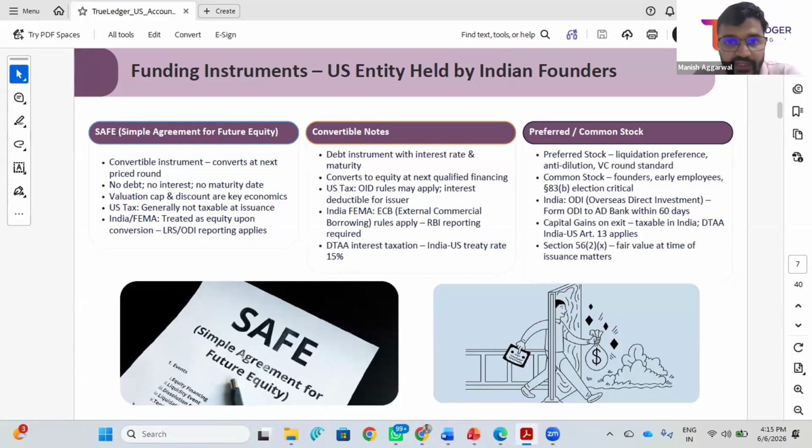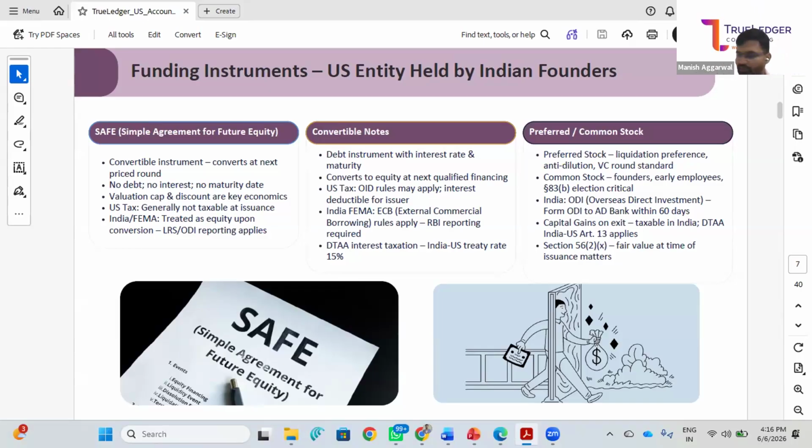Convertible notes are similar to SAFE, but they are debt instead, with a proper interest rate and maturity defined, and they convert to equity at the next qualified financing round. From an India point of view, of course, FEMA rules would apply, and if it is debt in nature, ECB regulations would come into the picture, and also DTAA interest rate implications would come into the picture if we are paying interest from India or the promoter is paying some interest at its guarantee level from India.